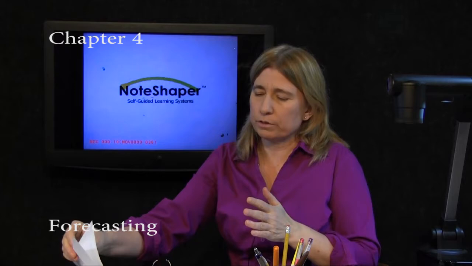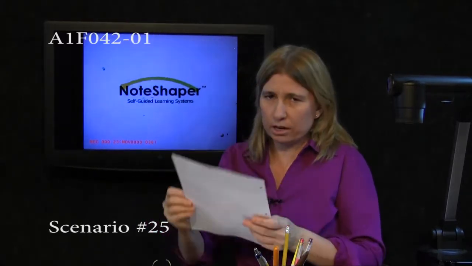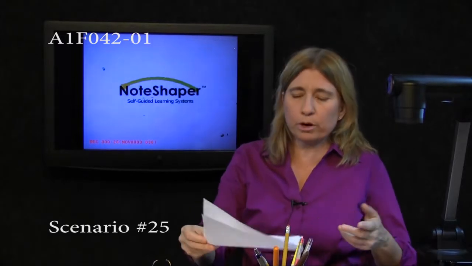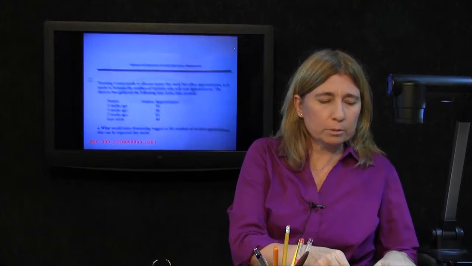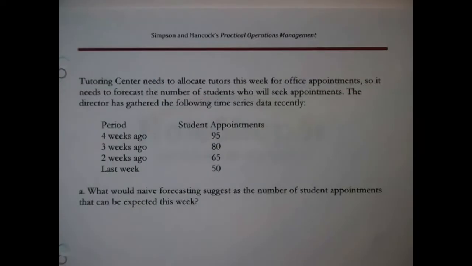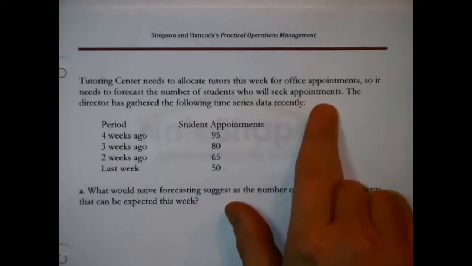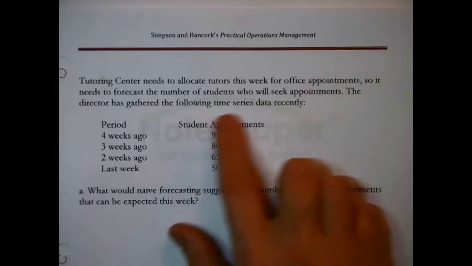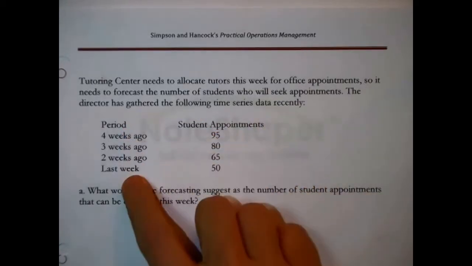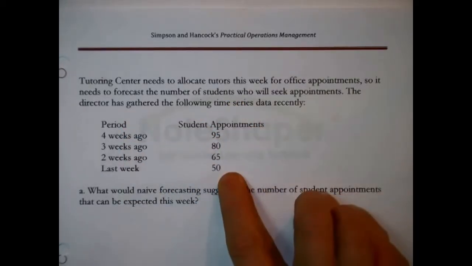A time series is a set of observations over time, and the Tutoring Center has provided us a set of observations for student appointments, essentially in a list form over time. Let's take a look. Tutoring Center needs to allocate tutors this week for office appointments, so it needs to forecast the number of students who seek appointments. The director has gathered the following time series data. So here's time, here's what we're observing over time.